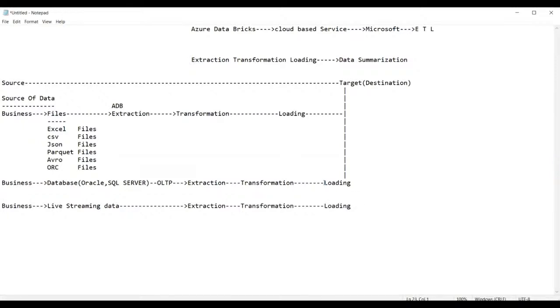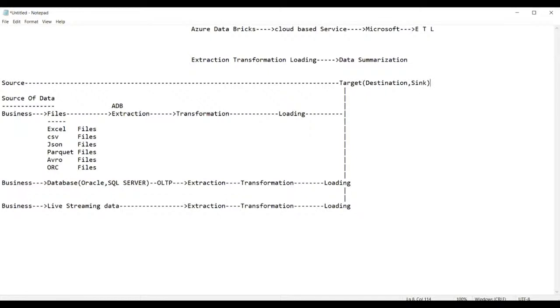So now all this data, whether it is source data or whatever data you have, will finally be recorded into the target. That is called the sink system. In Azure, the destination is also called the sink system. Okay, so now can you see here?